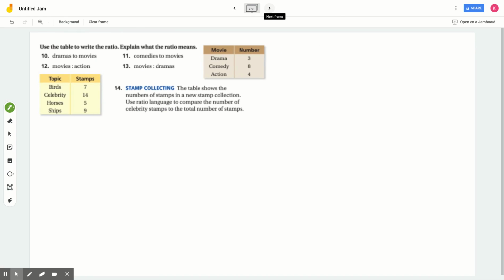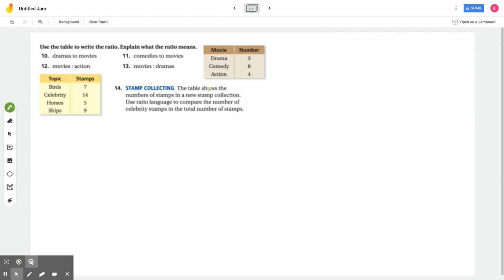Now, as we look at the next ones, we are comparing items from the table on the right. So numbers 10 through 13, we're comparing items from the table on the right. So go ahead and try those on your own. Now keep in mind that they're telling you whether to use the word "to" or the colon for the answer.